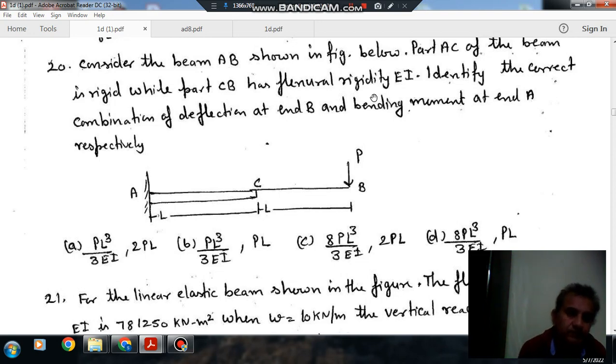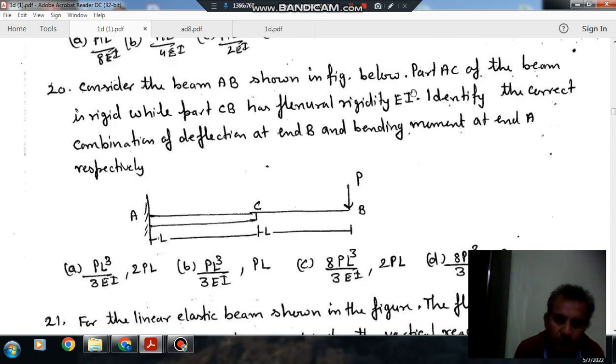The topic is deflection. Question number 20: consider the beam AB as shown in the figure below. Part AC of the beam is rigid while part CB has flexural rigidity EI. Identify the correct combination of deflection at B and bending moment at A respectively. So this is your cantilever AB with part AC rigid and CB having flexibility here.